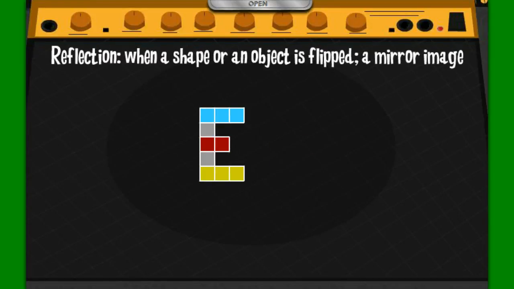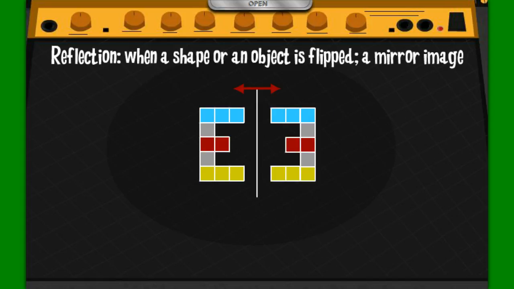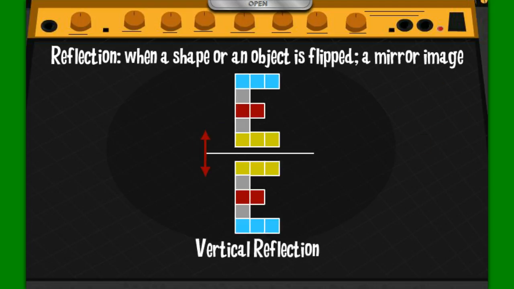A reflection is a mirror view of the object or a view of the object when it's flipped. When this shape is flipped horizontally, you'll see a mirror image of the letter. The first view is the original figure. The second view illustrates a reflection. There are two types of reflections. A horizontal reflection is reflected over the y-axis, or flipped sideways. A vertical reflection is reflected over the x-axis, or flipped up or down.